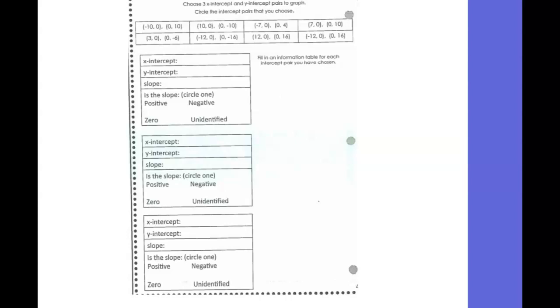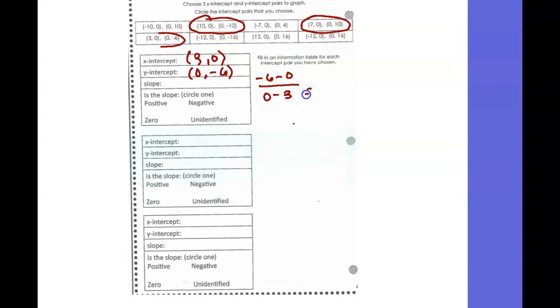It says choose 3 x-intercepts and y-intercepts in pairs to graph. So I might choose this one right here, maybe this one right here, and this one right here. So I start with the 3. Say I'm looking at this one: my x-intercept is going to be 3, 0, and my y-intercept is going to be 0, negative 6. You can then figure out the slope. The slope is going to be negative 6 minus 0 divided by 0 minus 3. So we've got negative 6 divided by negative 3, so our slope is 2.